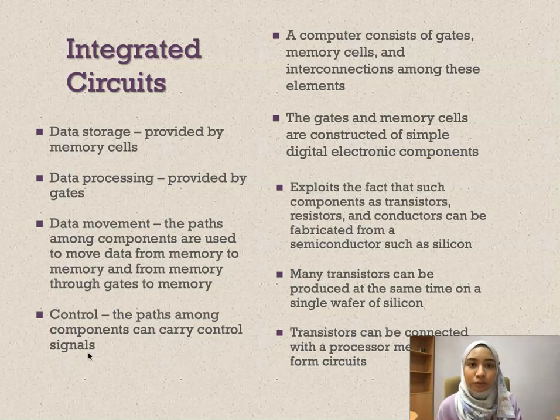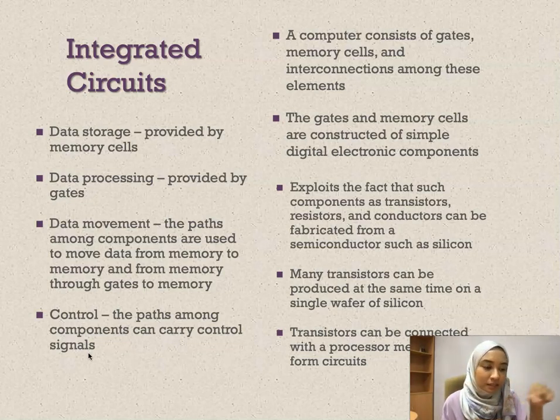Alright, so a computer consists of gates, memory cells, and interconnections among these elements. The gates and memory cells are constructed of simple digital electronic components, and this exploits the fact that components such as transistors, resistors, and conductors can be fabricated from a semiconductor such as silicon. Many transistors can be produced at the same time on a single wafer of silicon, as we will see in a bit, and then the transistors can be connected with a process of metallization to form circuits, which we see in our regular circuits on our chip.